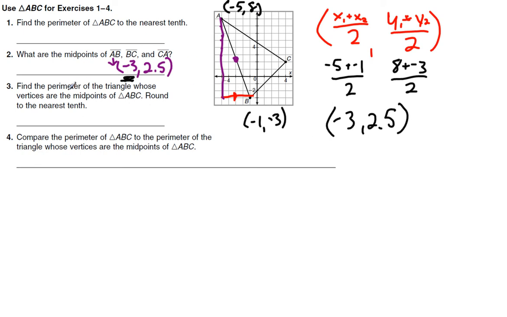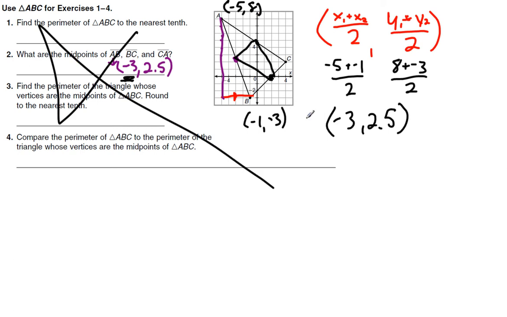Then it says find the perimeter if you have all the midpoints. So it's saying like this is this point, and probably like here. And it's saying find this perimeter. It's just more work. I don't care about this. If you know how to do midpoint, you're good.